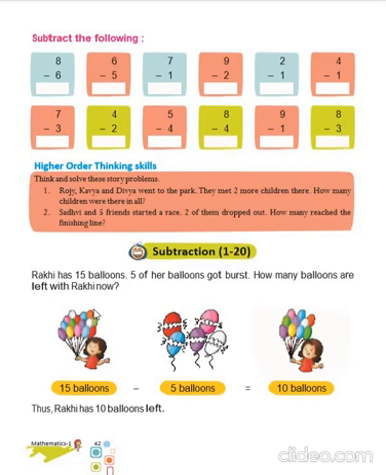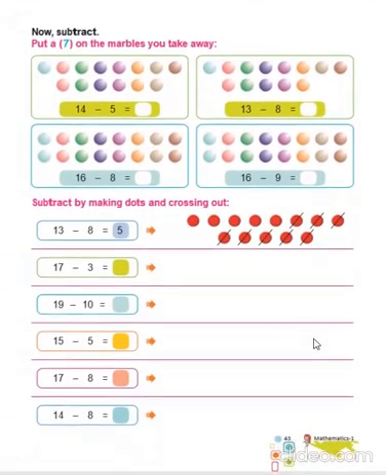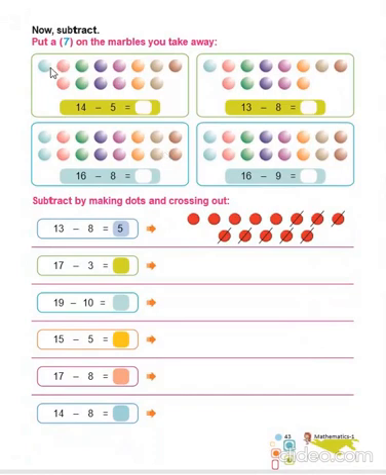Now suppose Rakhi has 15 balloons and 5 of her balloons got burst. So how many balloons will be left with Rakhi? Rakhi will be left with 10 balloons. Now what we have to do? We have 14 marbles. 1, 2, 3, 4, 5, 6, 7, 8, 9, 10, 11, 12, 13, 14. If we take out the 5 marbles, how many marbles will be left? 9. Same here, we have to do this exercise.